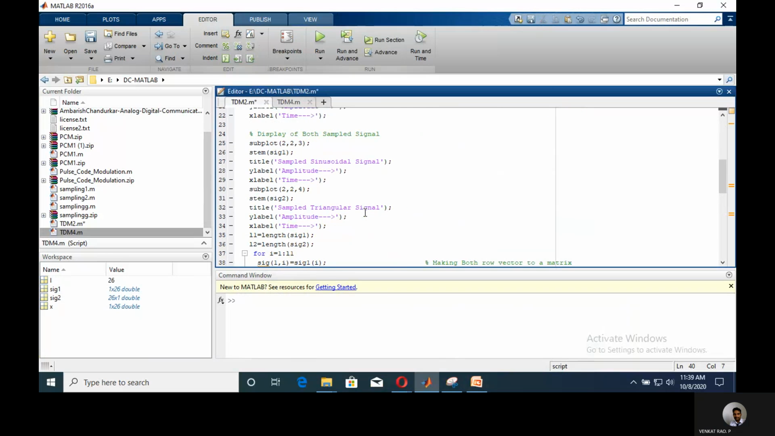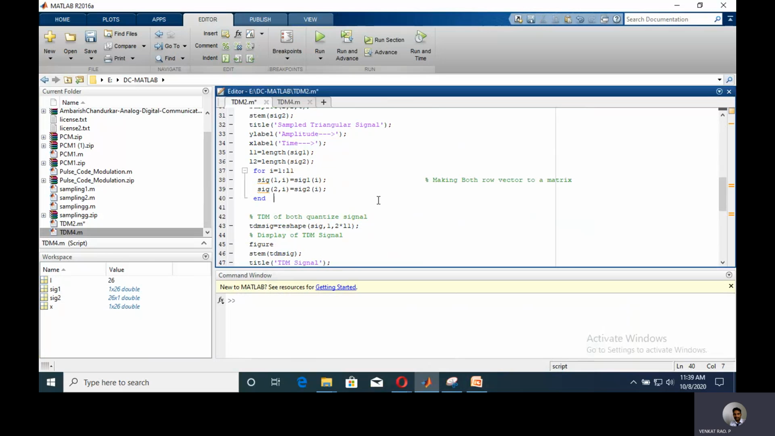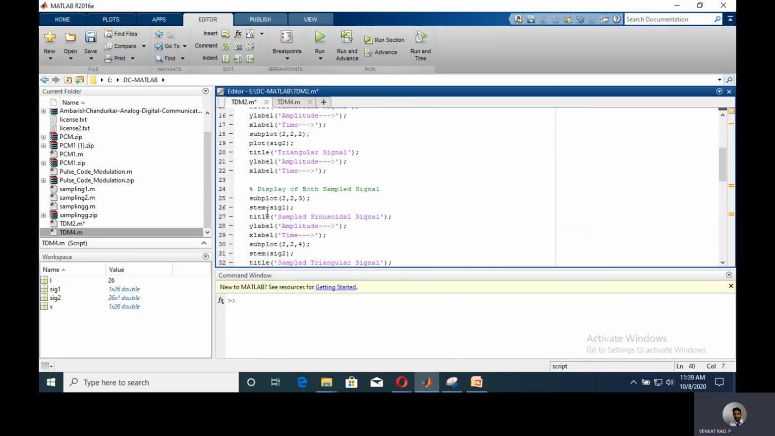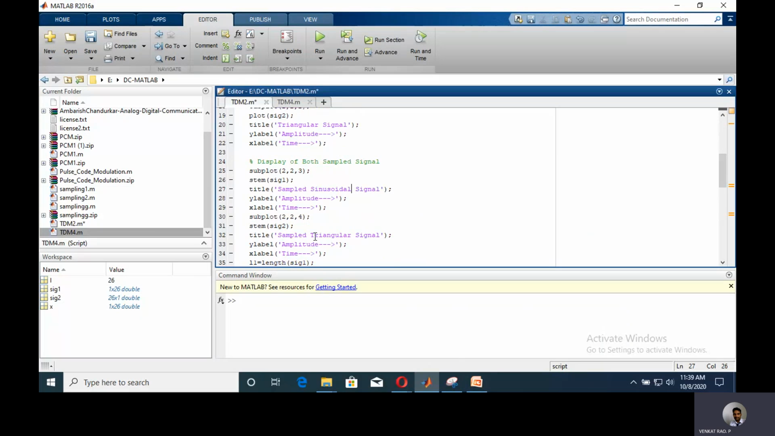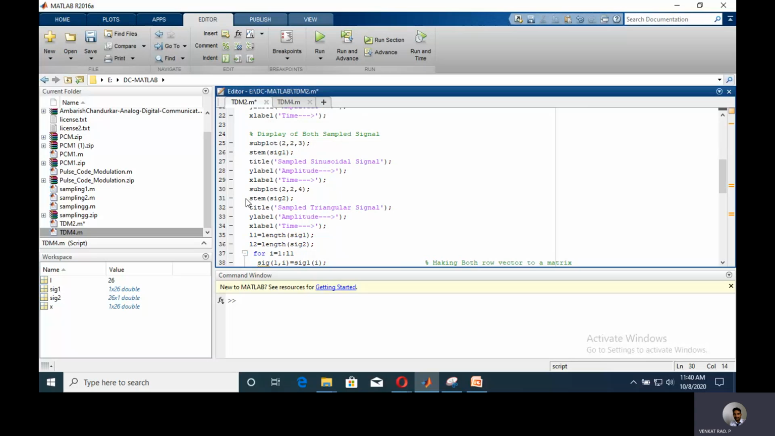Now let us see how the sampled signal is displayed. Generally, we know that a sampled signal is displayed just by using a function called stem. Whenever you plot the signal by using the stem function, automatically the sampled signal is displayed. This is only the simple notation. So let us take the third signal as the sampled signal of sinusoidal, and the fourth signal as the sampled signal of triangular wave. So in this 2 by 2 matrix, the third element is the display of the sampled sinusoidal signal having some x-axis time, y-axis amplitude. All these things are the same for all the waveforms, title, x label, y label. So in the fourth element of this window, the sampled triangular wave signal is displayed.